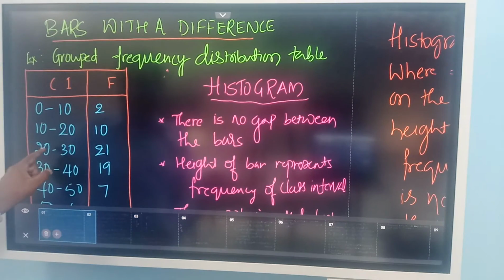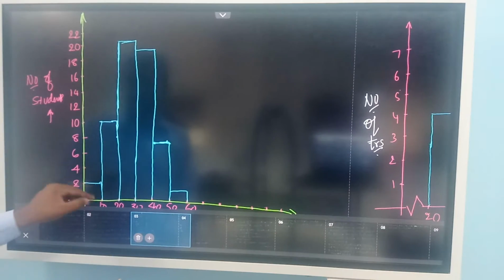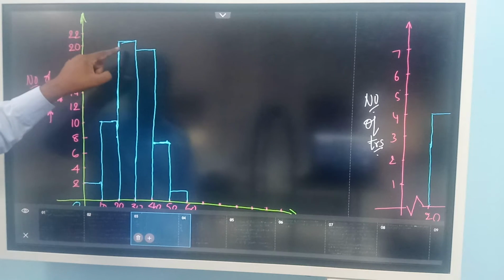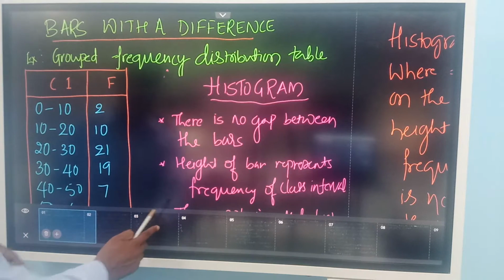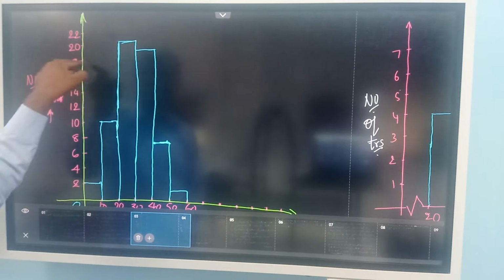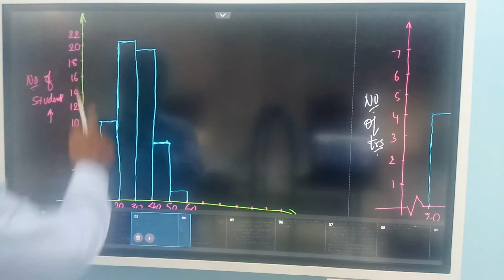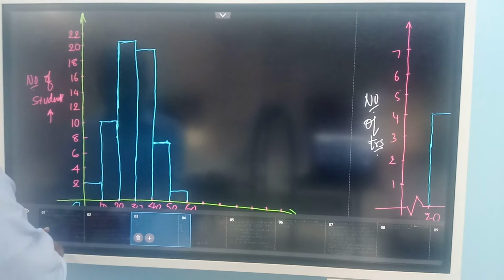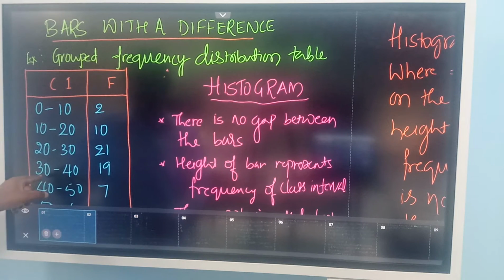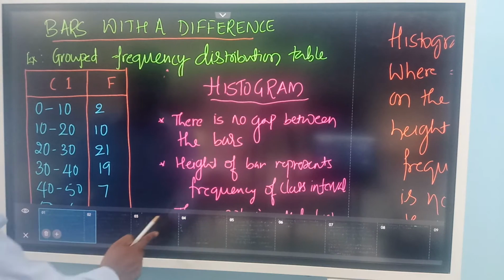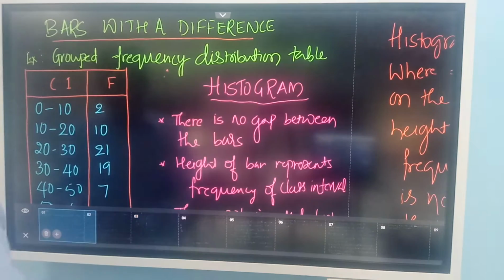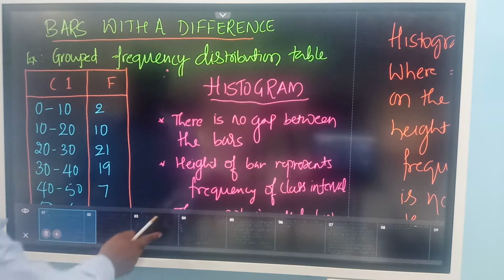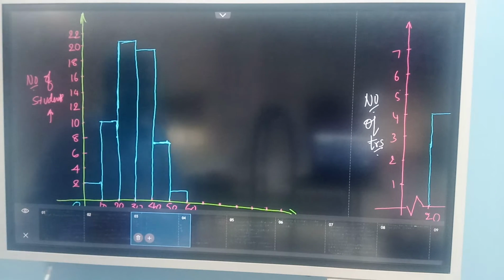Then again 20 to 30. It is 21, so just above 20. Then 30 to 40 it is 19. So we have shown this just above 18, below 20. Then next one, 40 to 50 it is 7, so just below 8. Then next one, 50 to 60 it is 1, so there we have shown it like this.